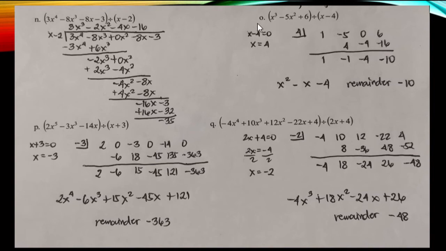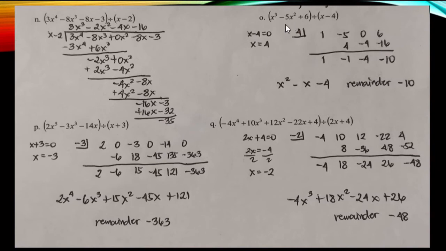Then we have x cubed minus 5x squared plus 6 divided by x minus 4. So again, here we use the synthetic division. It is the same process again. We equate x minus 4 to 0, so x is equal to 4. So 4 goes here.